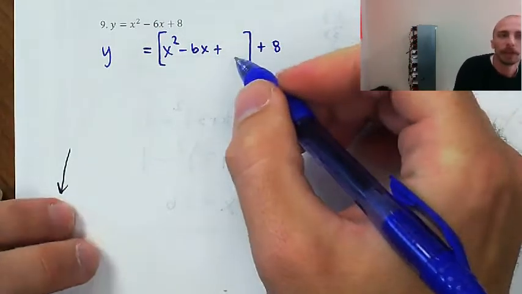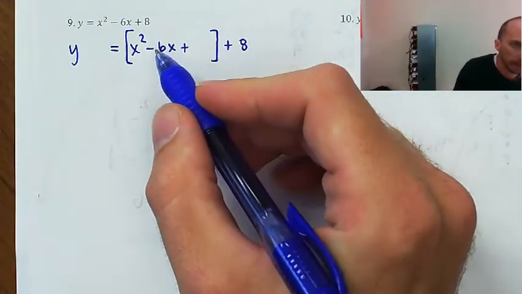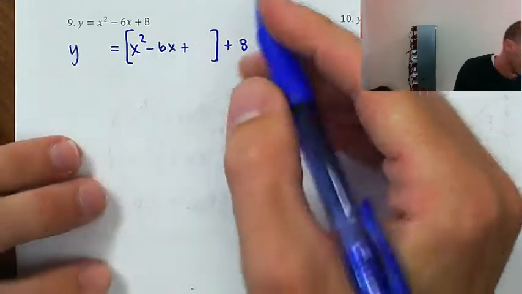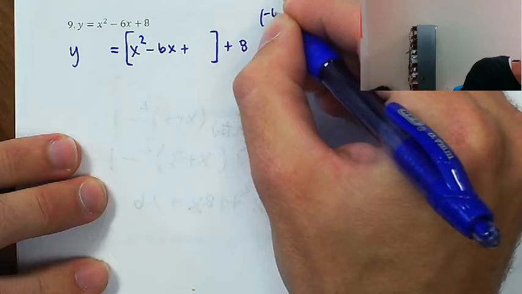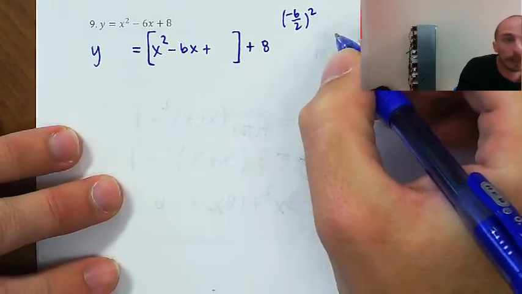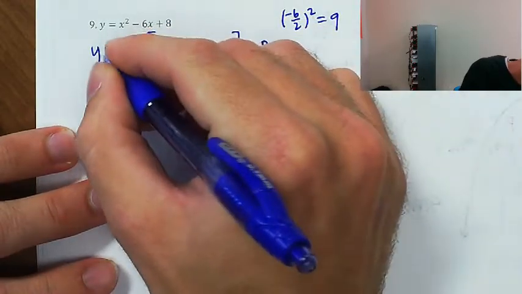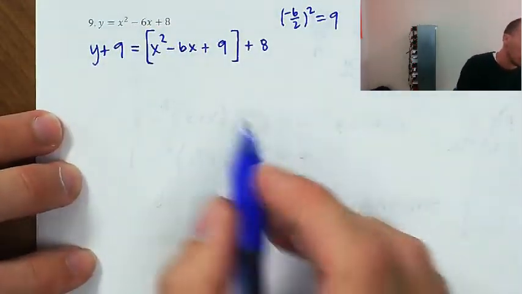So I'm just adding in a space for me to add the same number to both sides of this equation. What I do is take the -6, divide it in half, and then square it. So I'm going to say -6 over 2 squared. Well, that's -3 times -3, which is +9. So I'm adding 9 to both sides of this equation.